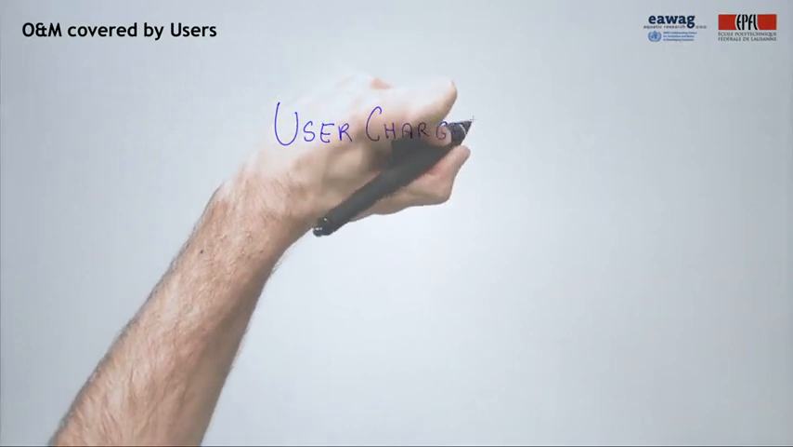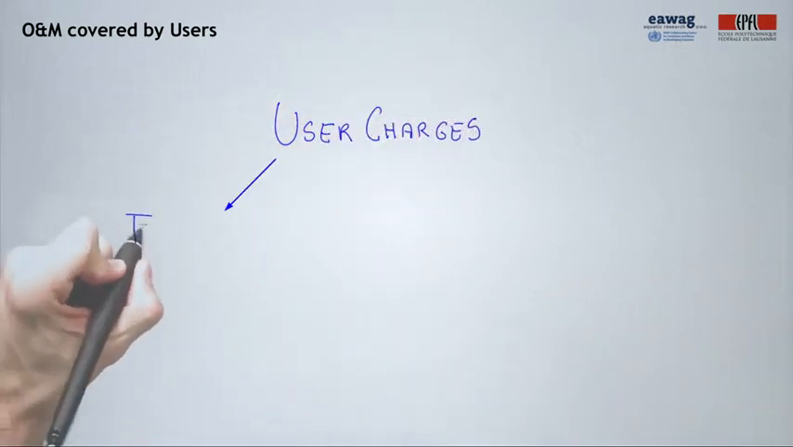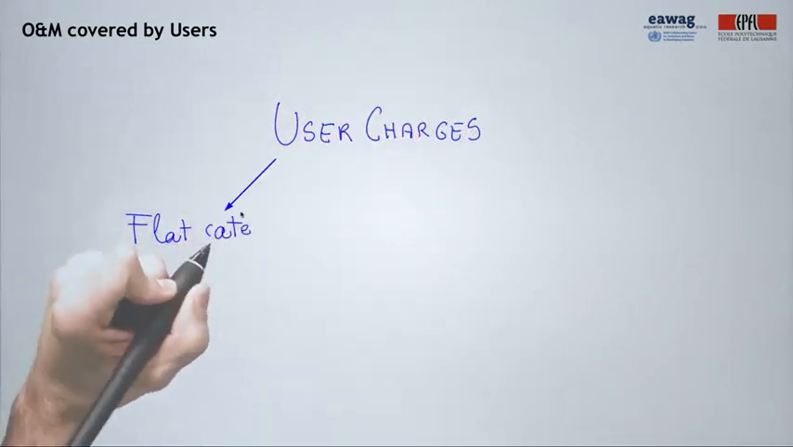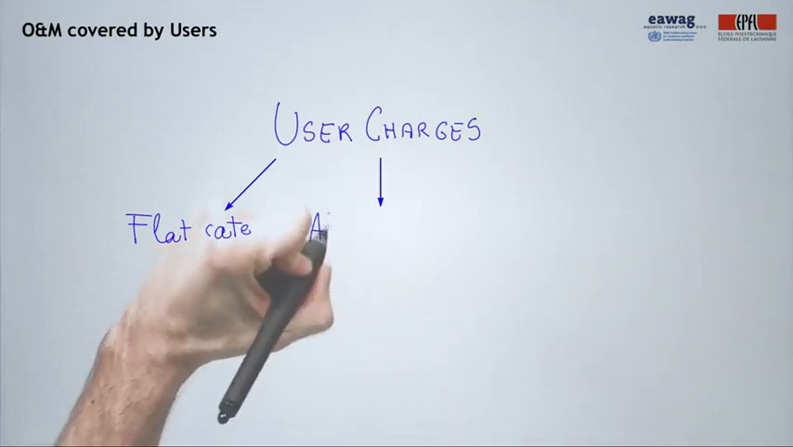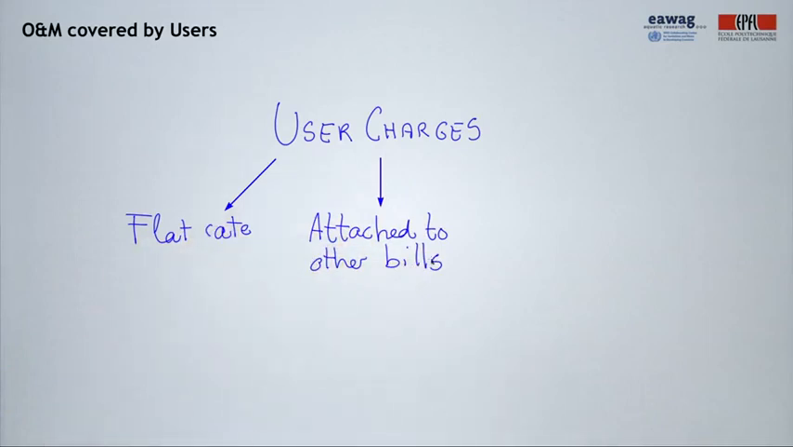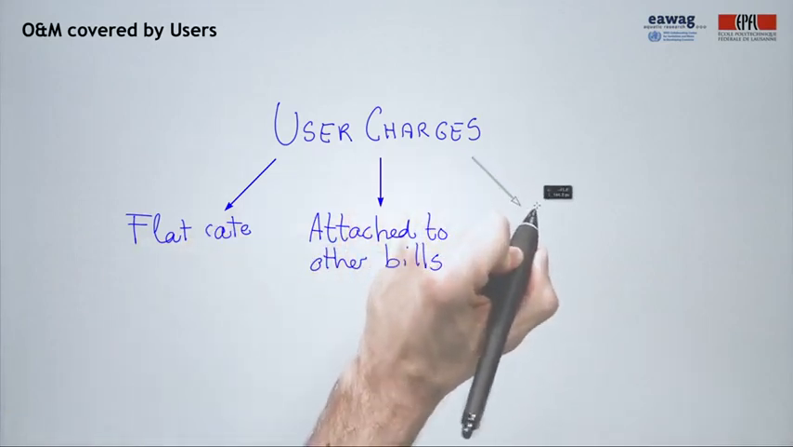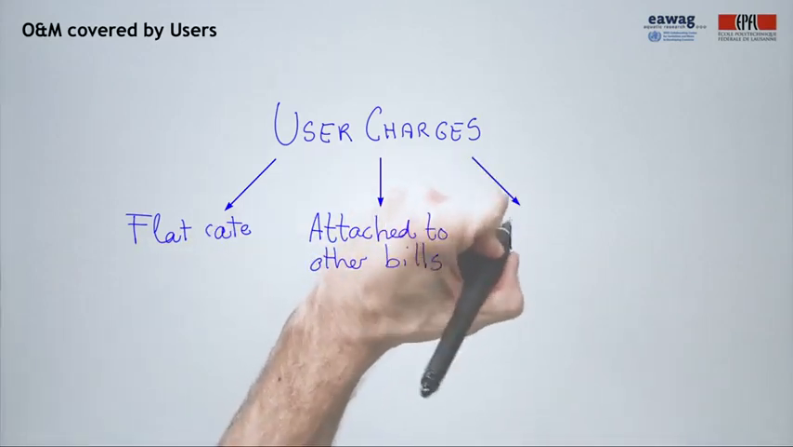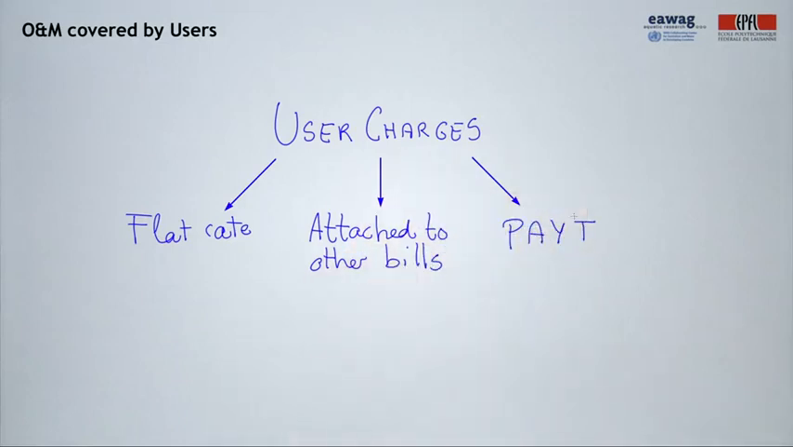User charges can either be a flat rate, everybody pays the same, attached to other utility bills, water bill, sanitation, phone, security, electricity bill, which increases willingness to pay and reduces billing costs, or related to the quantity of waste discarded, which may serve as incentive for waste prevention. This is also called pay as you throw.